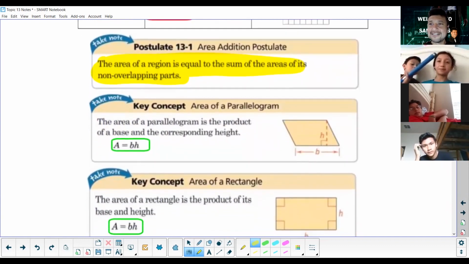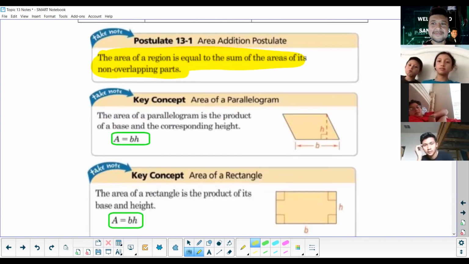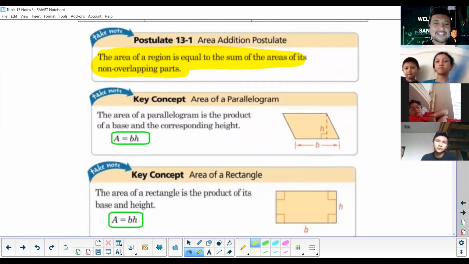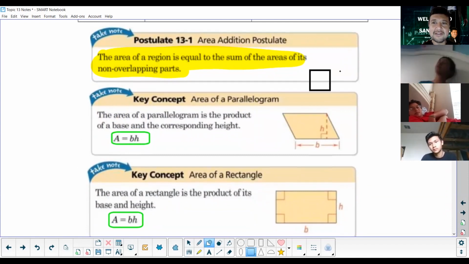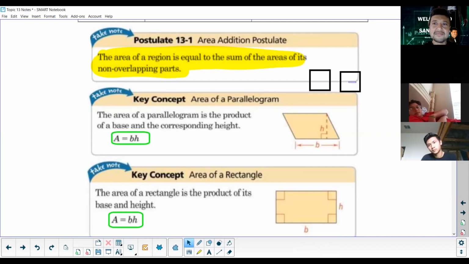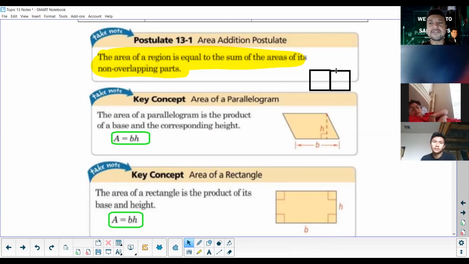So the area of a region is equal to the sum. It just means that if you have two shapes and they're not overlapping, you could find the area of both and add them together, and it'll be the area of both. That's all it's saying. But what happens if it is overlapping? Then you'll have to subtract the overlapping side. You couldn't add it twice, you only add it once. That's what it means. Okay, good.